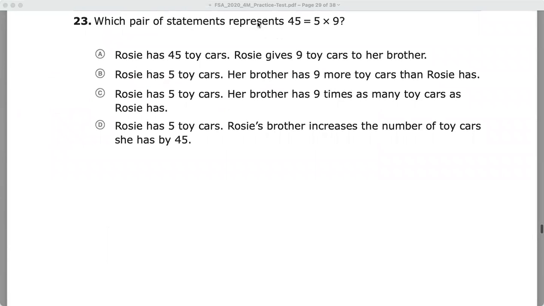Which pair of statements represents 45 equals 5 times 9? So let's go to our math vocabulary. We are looking for multiplication, words that mean multiplication. So let's look at A. Rosie has 45 toy cars. Rosie gives, so gives is subtract. Less, she has less cars now. So that is subtract. It would have been easier to just write the subtract sign.